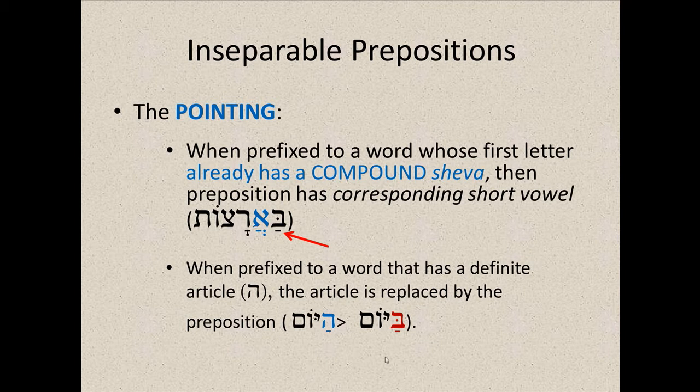When you want to add the preposition to that, you just replace the he. So here we have preposition bet with our patach and then the dagesh in the first consonant of the noun. So hayom would become bayom, the day, and this would be in the day in translation.